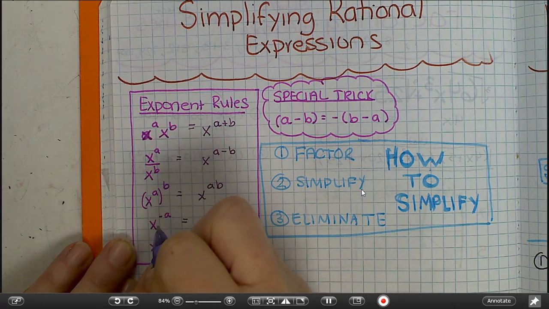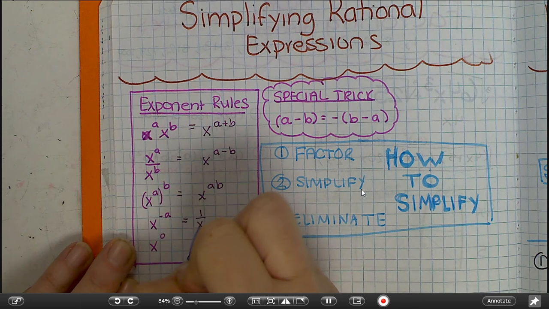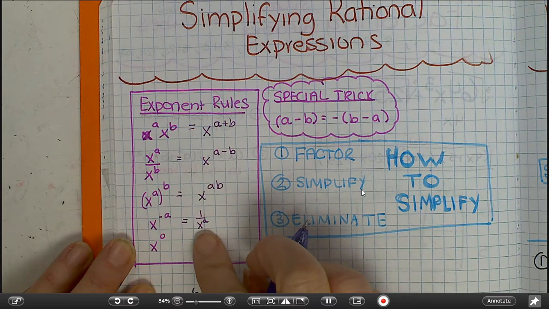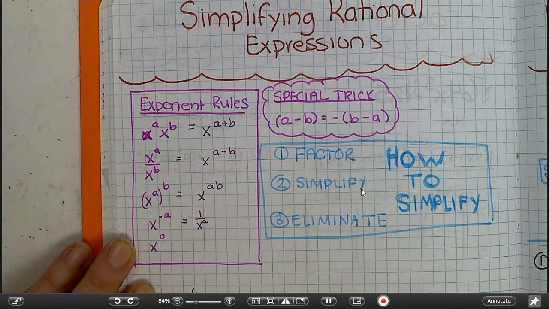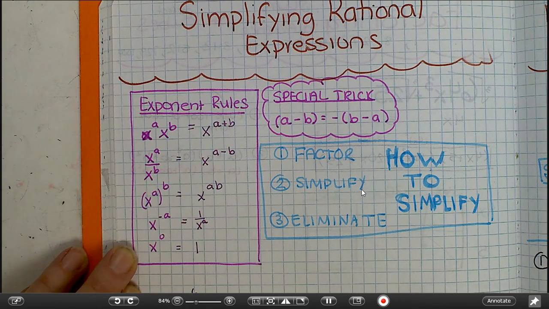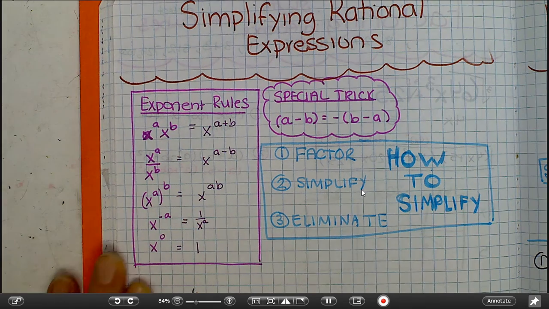If you have a negative exponent, it means it's in the wrong place. So if you have a negative in the numerator, it really goes in the denominator with a positive exponent. If you had a negative in the denominator, you would flip it up to the numerator and make it positive. It just indicates that it's in the wrong location. And anything to the zero power equals 1. If you want to know why, you can refer back to old videos about the exponent rules, or you can just ask me in class.